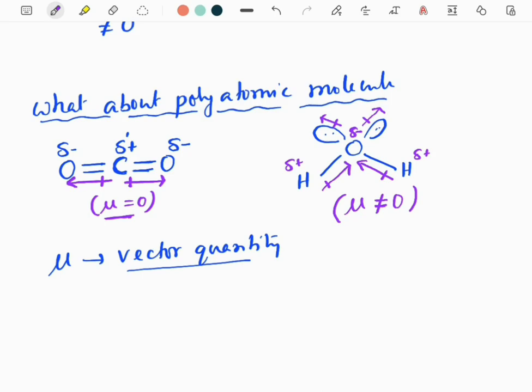That means we can say that a polyatomic molecule can have either zero dipole moment or a non-zero dipole moment. It will have a zero dipole moment if the molecule is symmetrical, because in that case the bond moments of all the bonds will cancel each other. Otherwise it will have a non-zero dipole moment.